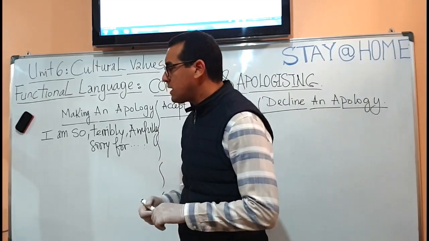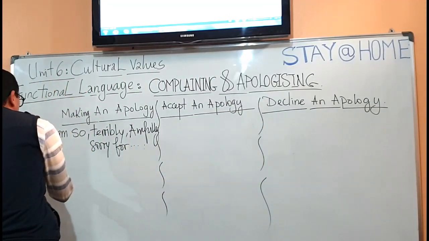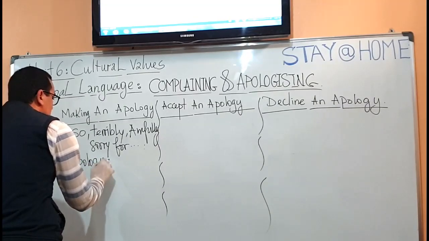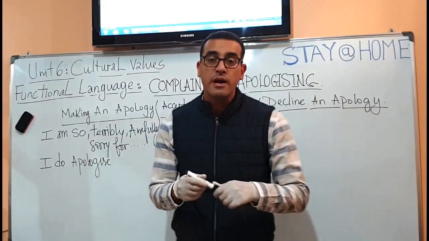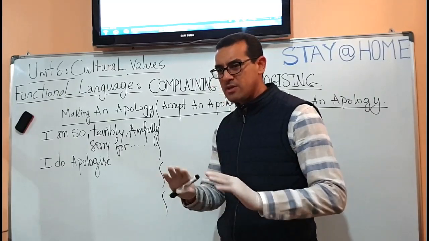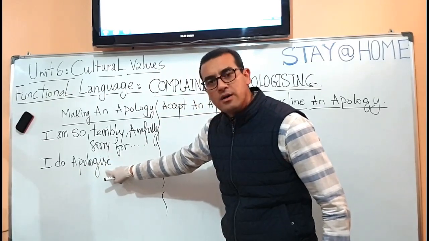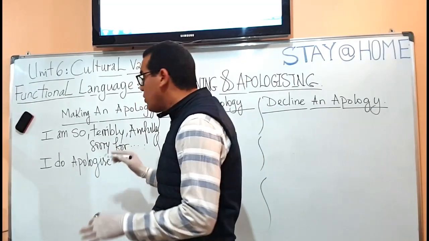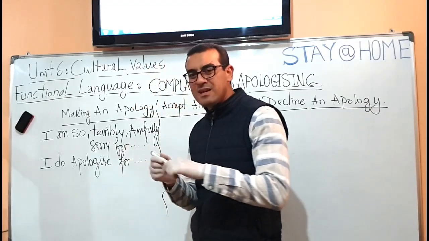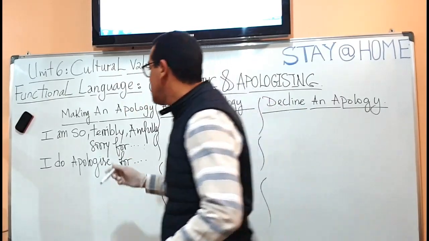The second expression that we can use is I do apologize. As you can see here, apologize can be written with S or with Z. Both of them are correct. This is a British and American English matter. So we have I do apologize about something, or apologize for something I did or something I said wrong. Okay? So we have I do apologize.